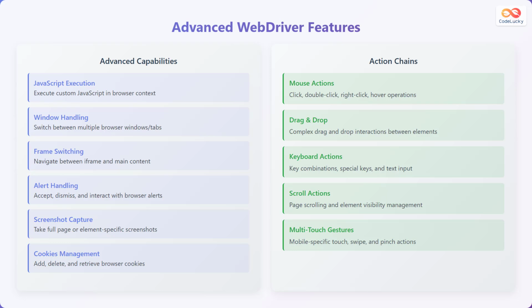Screenshot capture takes full page or element-specific screenshots for documentation and debugging. Cookies management allows adding, deleting, and retrieving browser cookies for session management. Action chains support complex user interactions, including mouse actions like click, double-click, right-click, and hover operations, drag and drop between elements, keyboard actions for key combinations and special keys, scroll actions for page navigation, and multi-touch gestures for mobile automation scenarios.